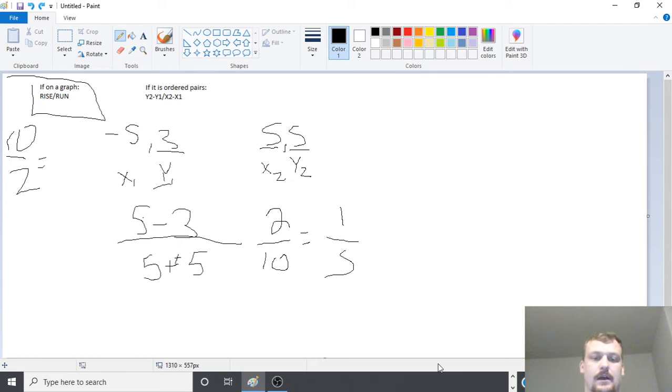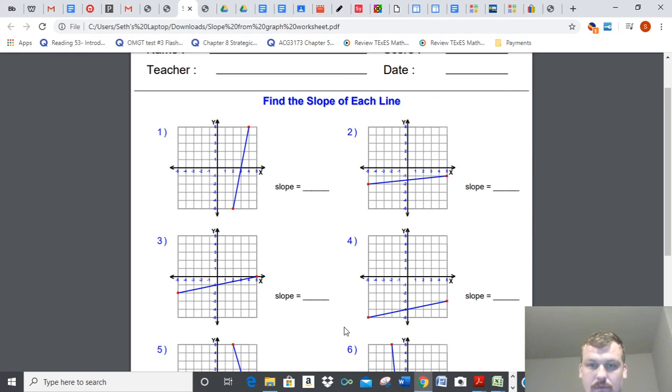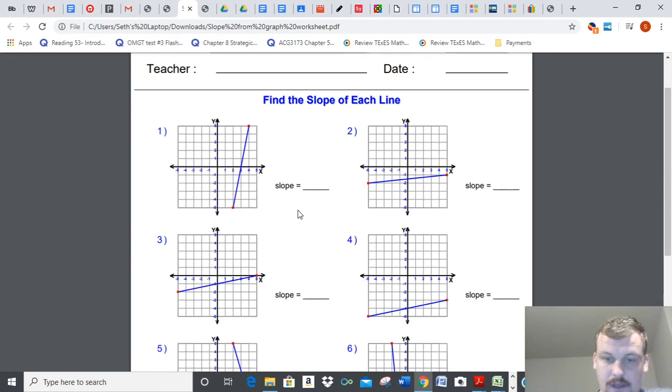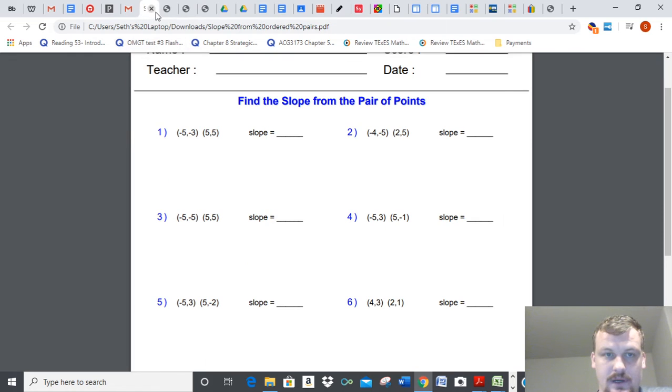But anyway, remember, if you are going uphill from left to right, it is a positive. So this would be a positive 10 over 2, or 5 over 1 with it reducing. An example of a negative would be like this one right here, going downhill from left to right. So let's do one more of each.